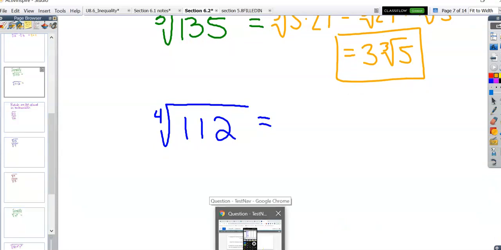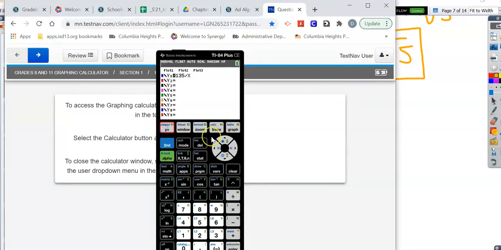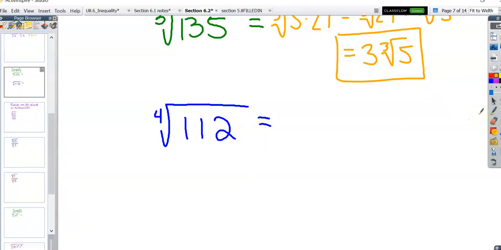So the next one we're going to simplify is the fourth root of 112. So again, we want to look for two numbers that multiply to make 112, but one of them has to be a perfect fourth power. So all I changed is the number that I'm dividing by x. I'm pulling up the table. And I want to look for something that I can take the fourth root of. And I found that here with 7 and 16. The fourth root of 16 is 2, because 2 times 2 times 2 times 2 equals 16.